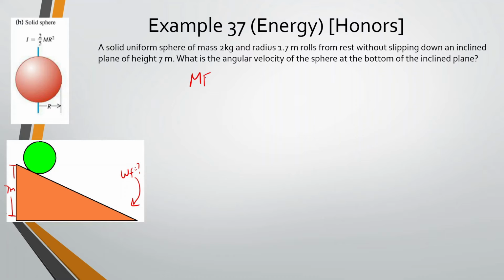Again, let's do mechanical energy initial is equal to mechanical energy final. At the beginning, it's at rest, so there's only going to be gravitational potential energy. It's not rolling, it's not moving. And then as it goes to the very bottom, there is no gravitational potential energy. There's only translational kinetic energy, because it's moving linearly, and rotational kinetic energy, because it's also turning while it's moving. So let's figure this out.